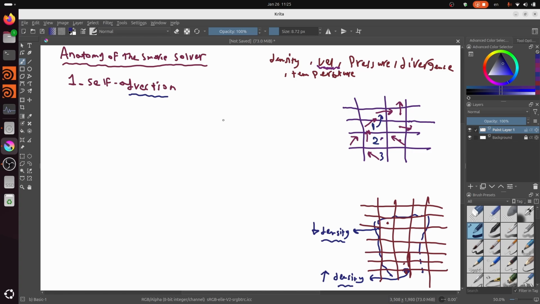So let me now explain how advection happens in Houdini.